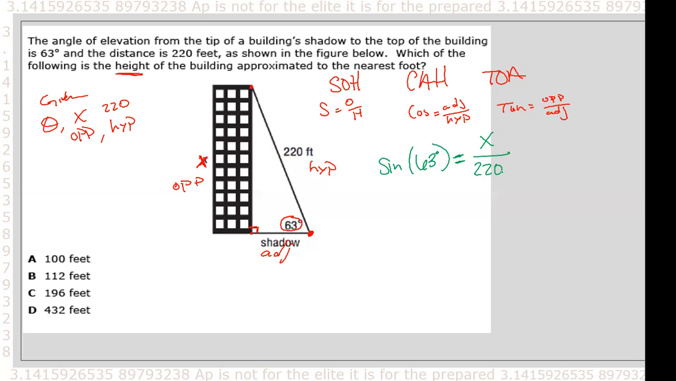Now it's just a matter of solving for this, so we cross multiply. So x is equal to sine of 63 times 220. Go ahead and put this in your calculator. Make sure you are working in degrees on your calculator because we are given degrees here. You should have gotten x is equal to approximately 196 feet. So this should be our solution, the height of this building.